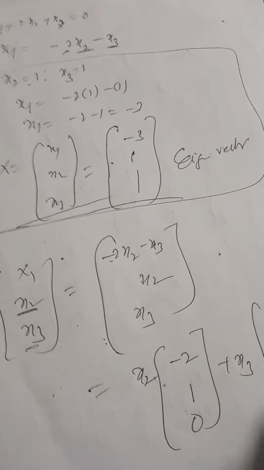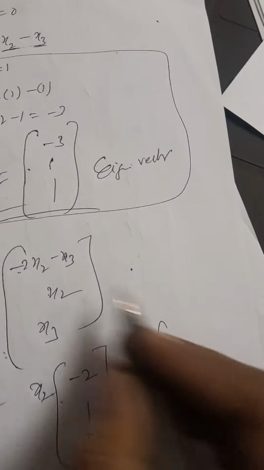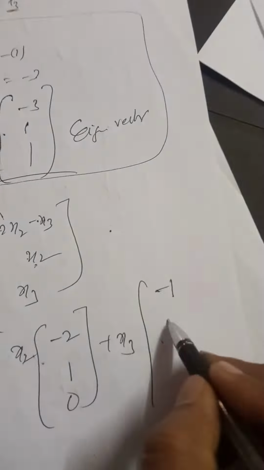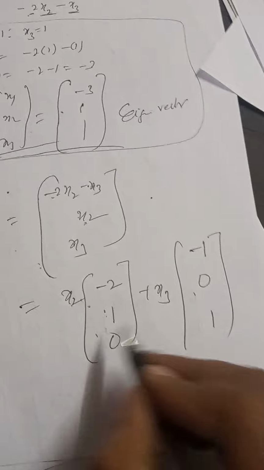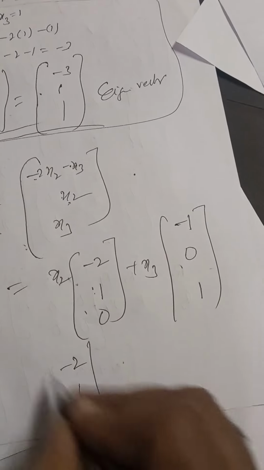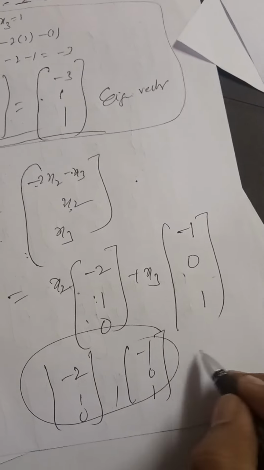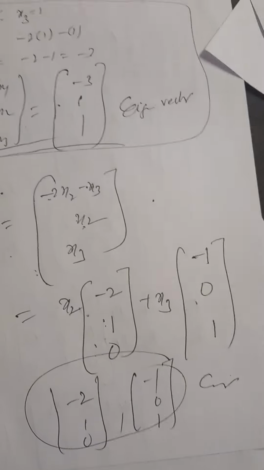Plus, if you take x3 common from here, there are only two variables now. From the first one, minus 1. There is no x3, so 0. x3 is there, coefficient is 1. See? Now these are the vectors minus 2, 1, 0 and minus 1, 0, 1. Right? These are the eigenvectors, you can say.